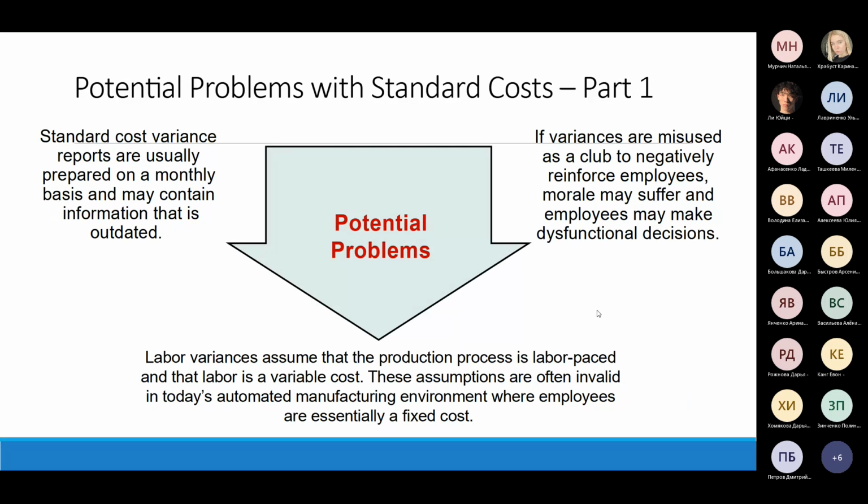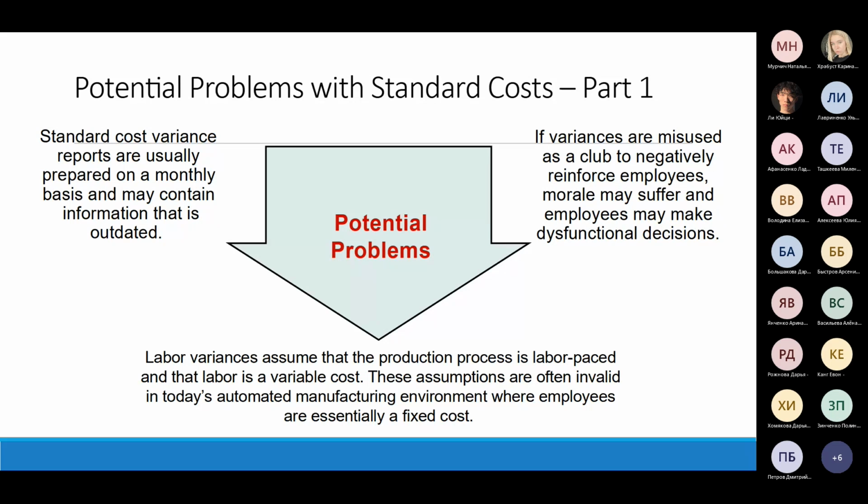But there we can find some potential problems. First of all, standard cost variance reports are usually prepared on a monthly basis and may contain information that is outdated. For example, if our standards are violated due to the inconsistent technical condition of our equipment, for example, or materials, we will know about this too late. Because many products will be produced and part of them could be damaged, but we may face this problem quite late.